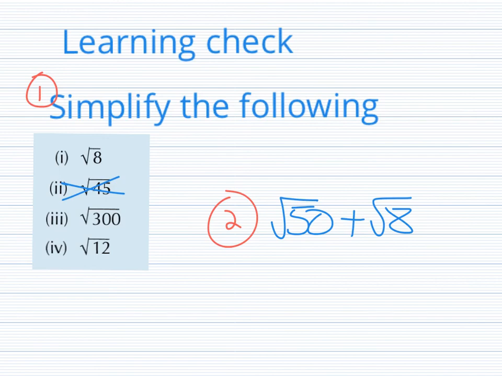Okay, and then that brings us to the learning check. So you have 3 questions here, simplify them. So see if you could break them down, very similar to the first example I gave you. And then the second question here, root 50 plus root 8, how would you add and subtract those? You can only do it if they've got the same square root. So could you use your square numbers to get them to add?